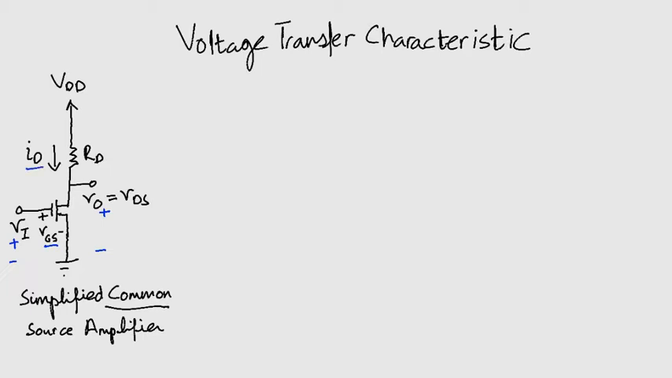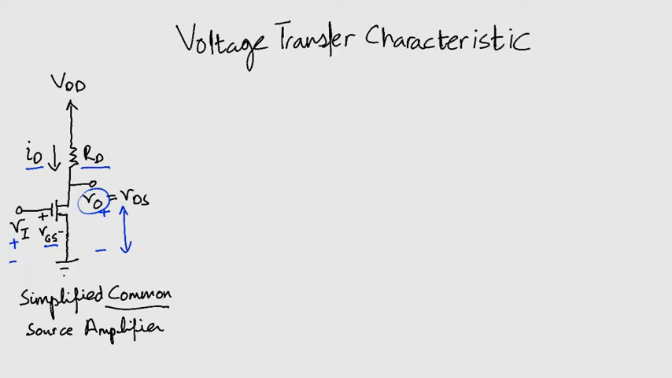However, the output can be taken to be a voltage simply by using a resistor RD as shown and taking the voltage of the drain terminal with reference to the ground. We now focus our attention towards finding the voltage transfer characteristic. That is the relation between input and output voltages.